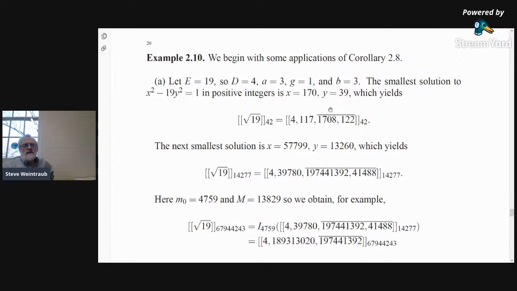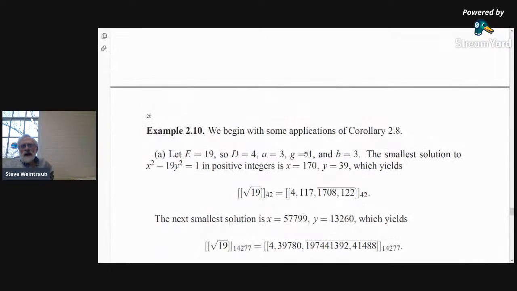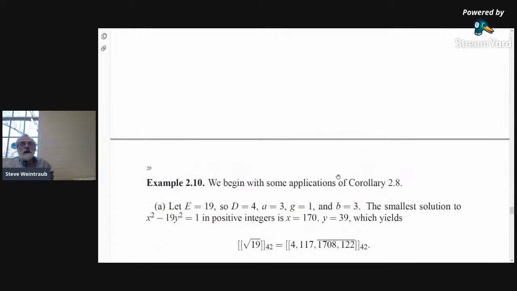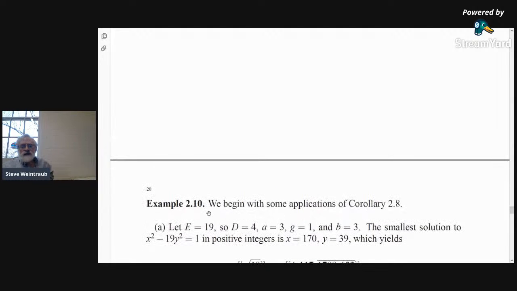Okay, and if you let s be 170 and t be 39, b is 3 here, right? So e is 19, d is 4, a is 3, right? 19 is 4 squared plus 3. The GCD of a and 2d is 1. That's g, and b is a over the GCD, so b is 3 here, right?